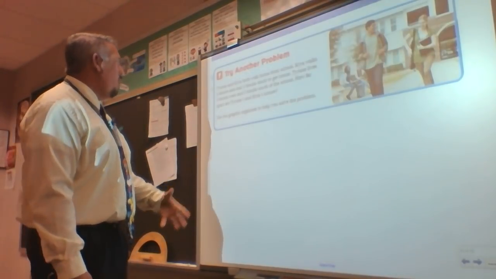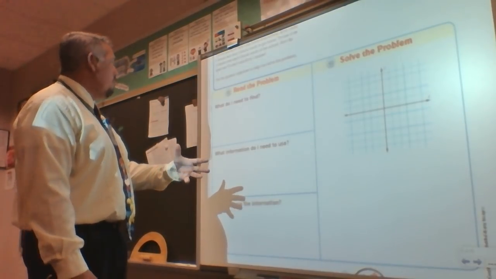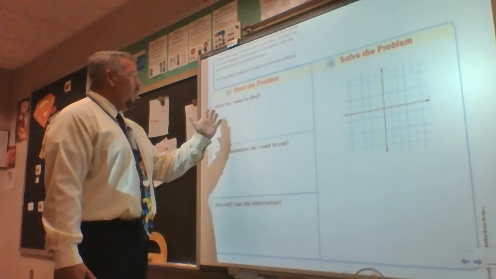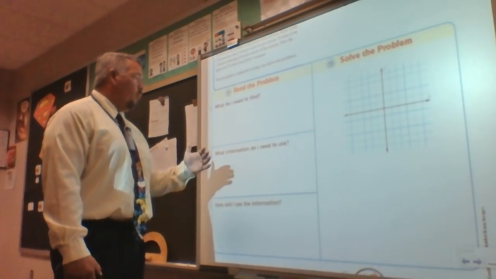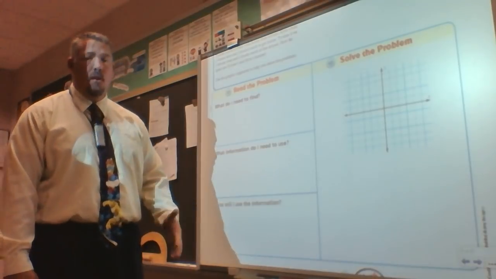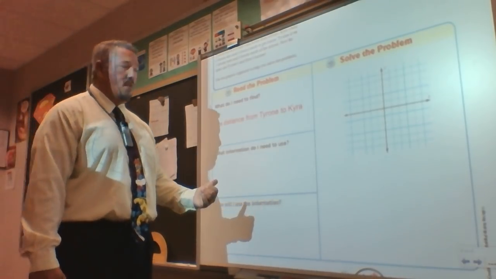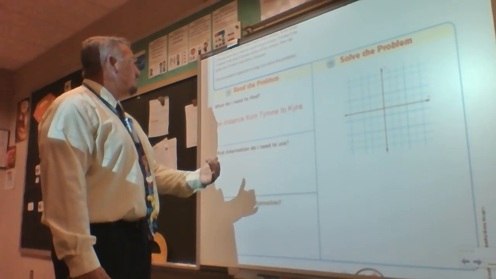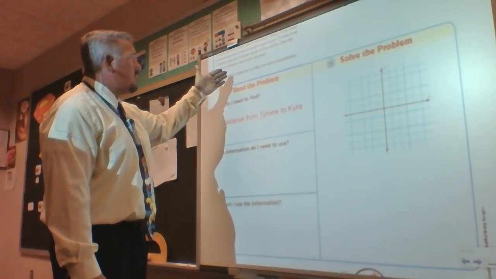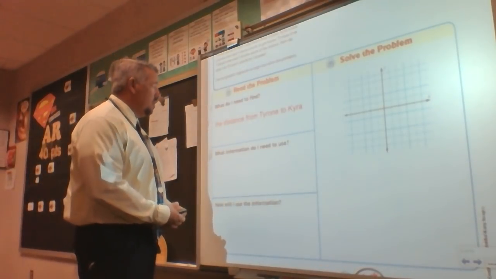So let's focus on what it's talking about. We know that when we do this, we have this information. What do we need to find? What information do I need to use, and how will I use this information? So what do I need to find? Well, I need to find the distance from Tyrone to Kyra, because that's what the question is asking: how far apart are Tyrone's and Kyra's homes.